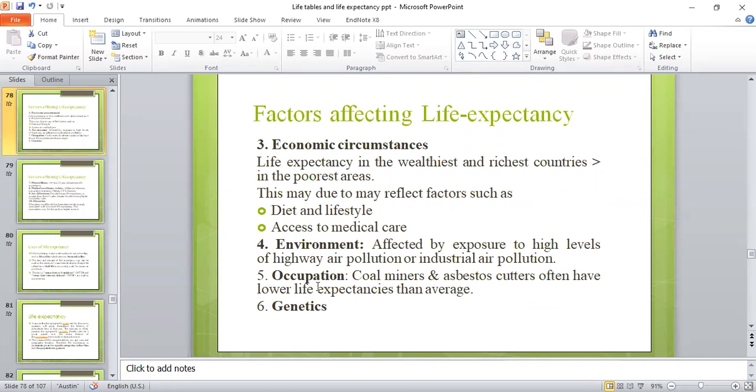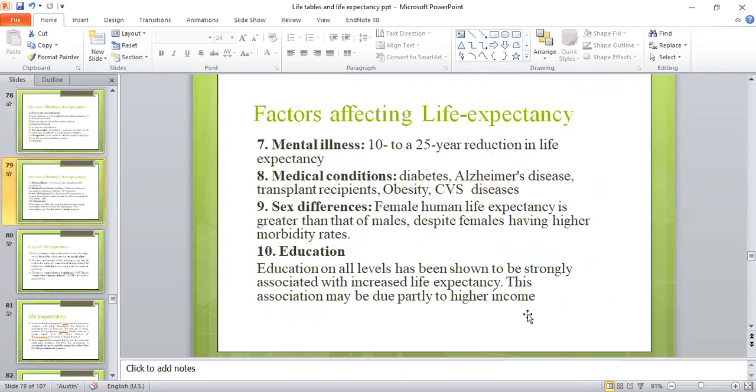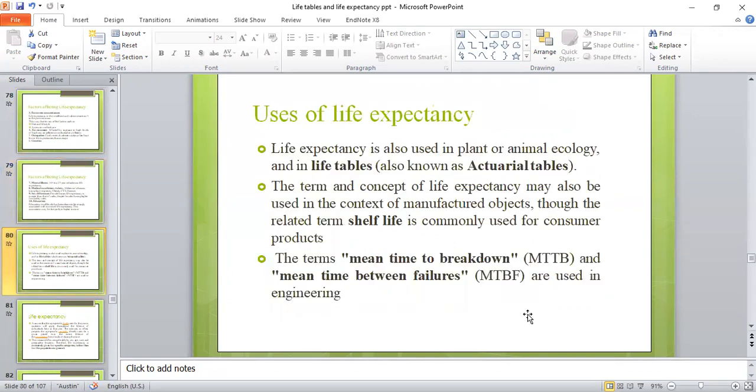It is also affected by occupation. Coal miners and asbestos cutters have lower life expectancies than average. Genetics also affect life expectancy. Mental illness causes a 10 to 25 year reduction in life expectancy. Various medical conditions, such as diabetes, Alzheimer's, transplant rejection, obesity, and other serious diseases, lead to lower life expectancy. There are gender differences: female life expectancy is greater than that of males. Education has been shown to be strongly associated with increased life expectancy, partially because it may be associated with increased income.